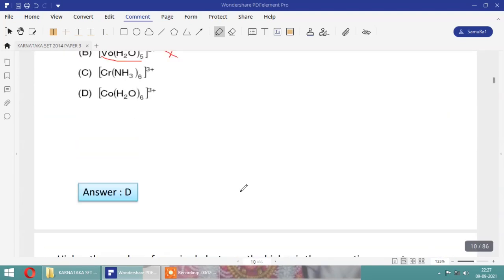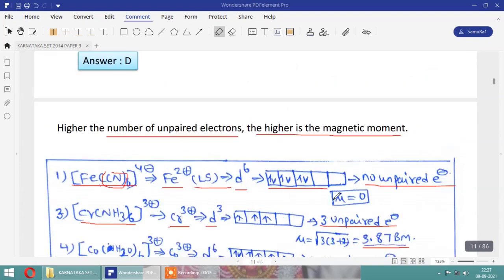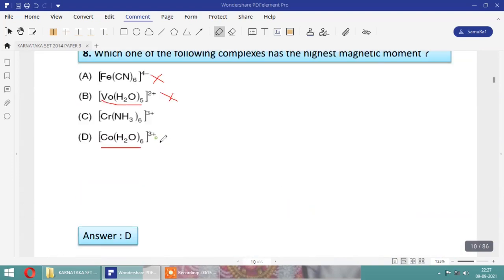And we come to the fourth option, Co(H2O)6, which contains a d6 metal ion, Co3 plus, cobalt 3 plus, which contains 4 unpaired electrons. So square root of 4 into 4 plus 2, 4.9 BM. Hence it is the highest magnetic moment. So option 4 is correct.